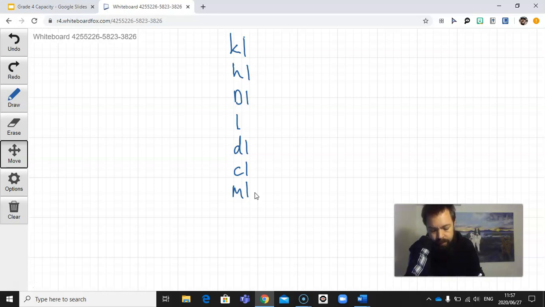All right, so again, if we're moving this way, we're going from a big unit to a small unit, we put zeros on.